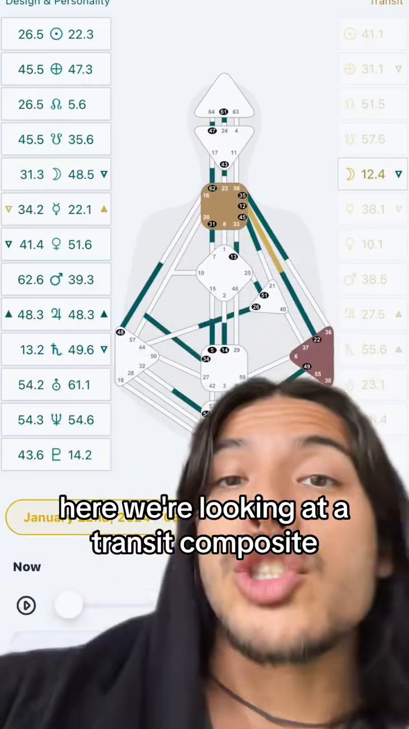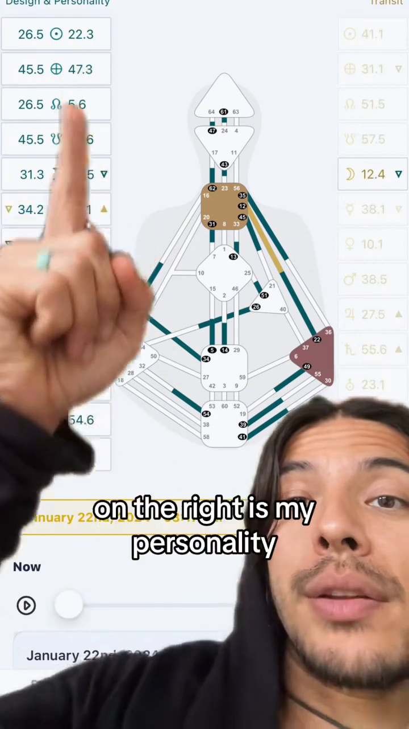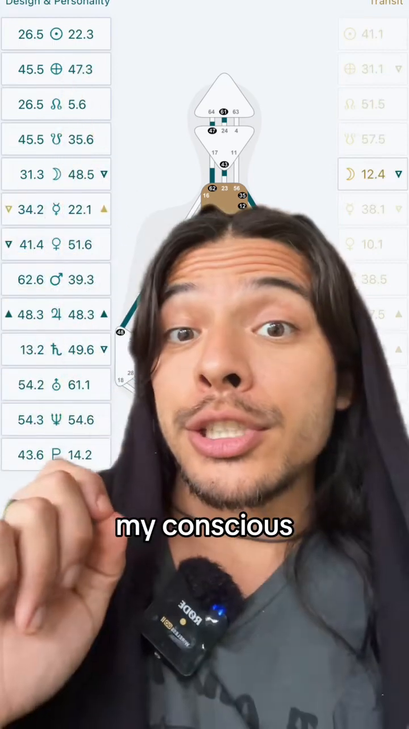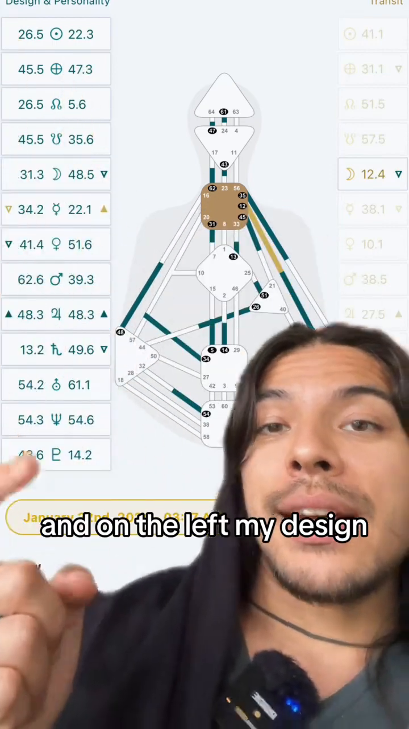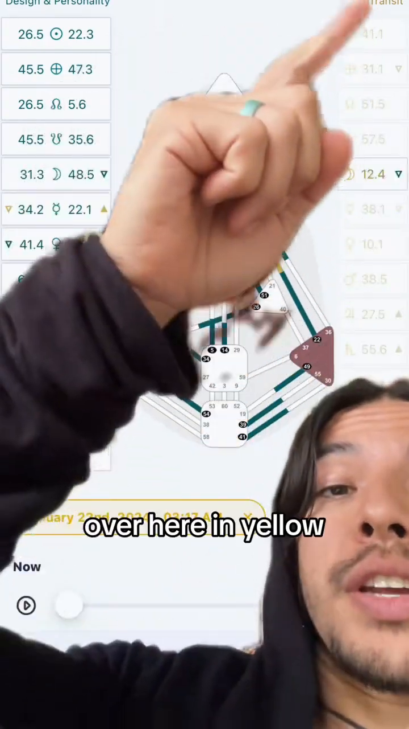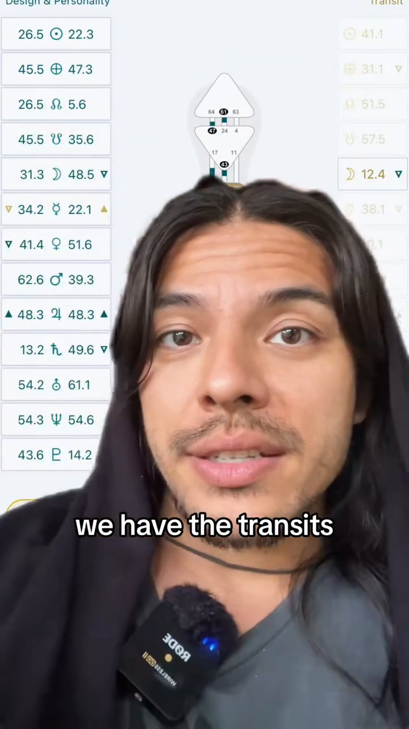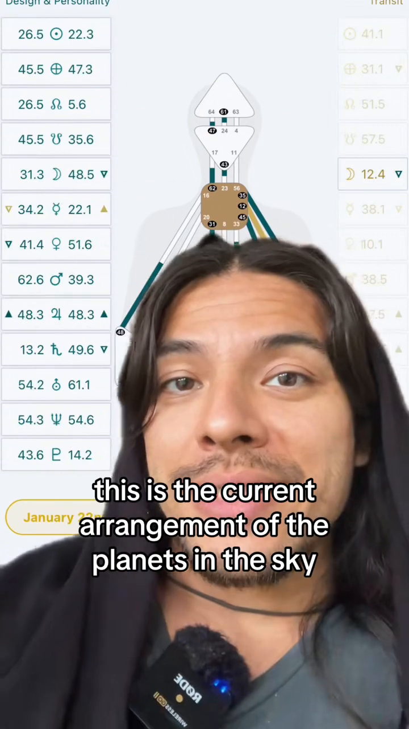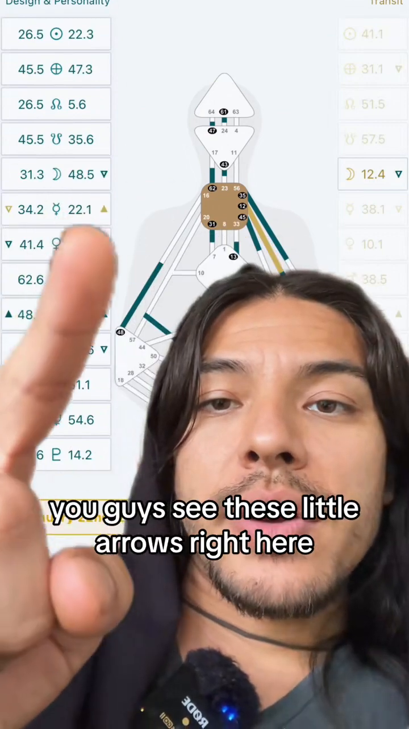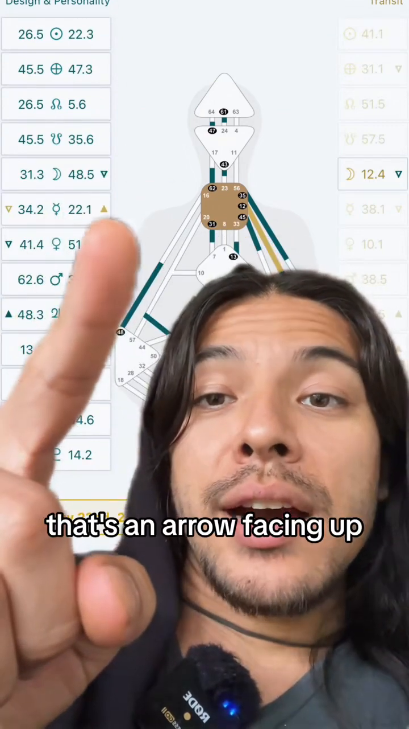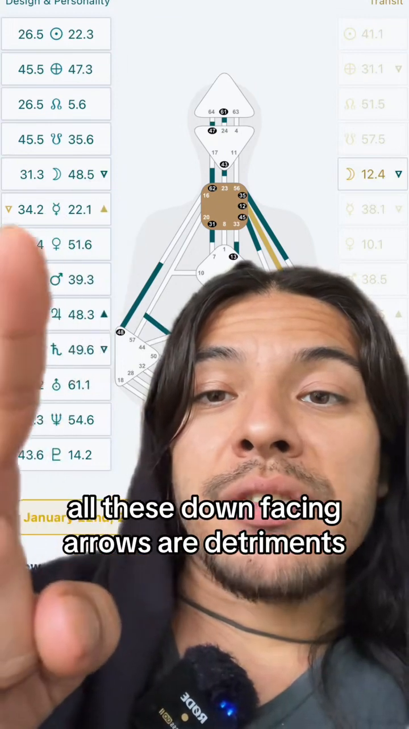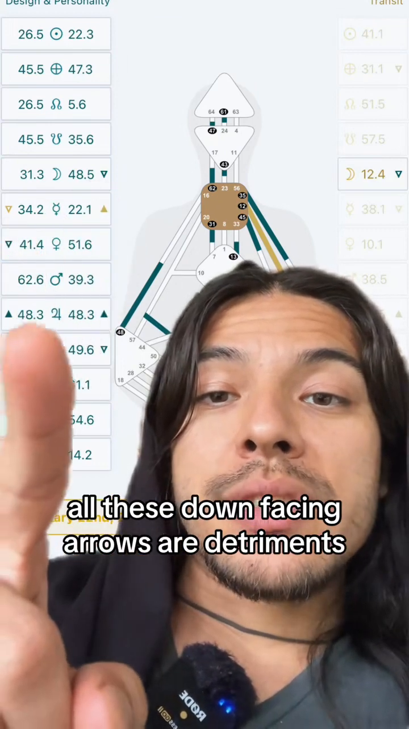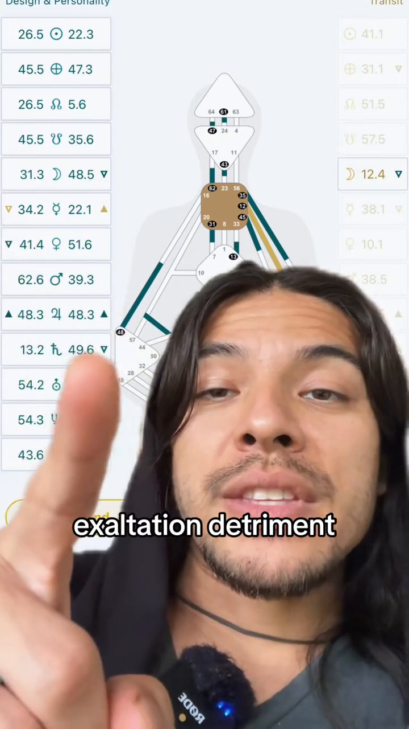Here we're looking at a transit composite. So here we have on the right is my personality, my conscious, and on the left, my design, my unconscious. Over here in yellow, we have the transits. This is the current arrangement of the planets in the sky. You guys see these little arrows right here? That's an arrow facing up, that's an exaltation. All these down facing arrows are detriments. Those are some up, exaltation, detriment.